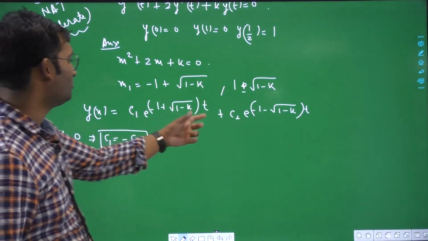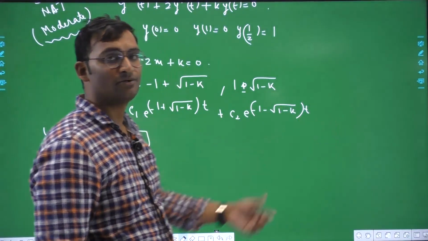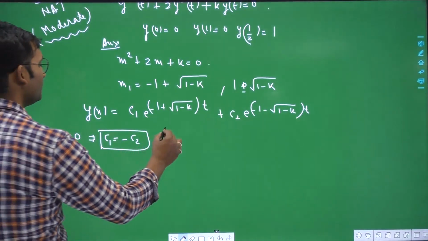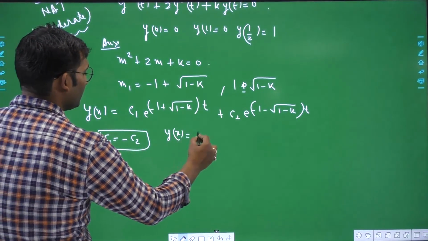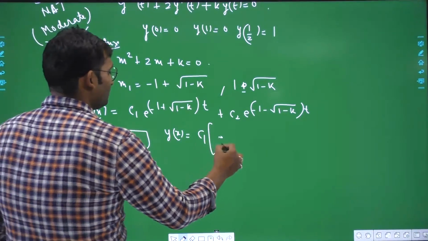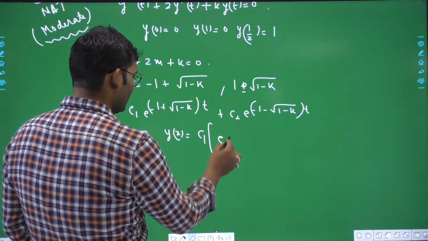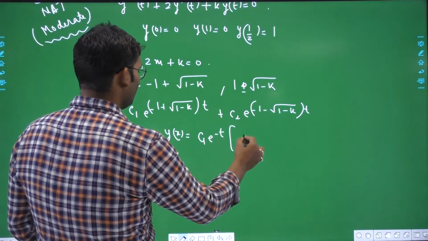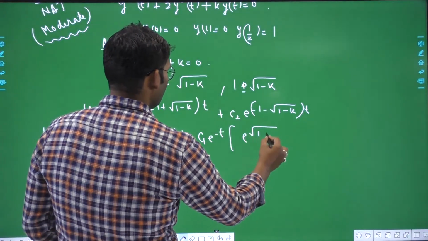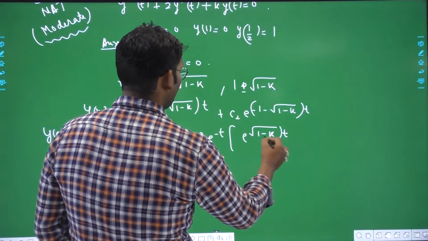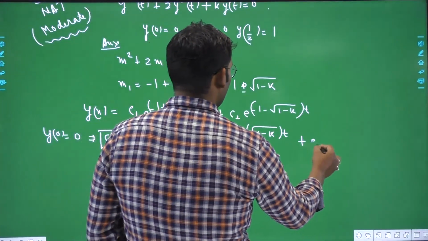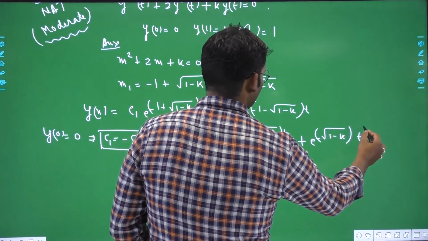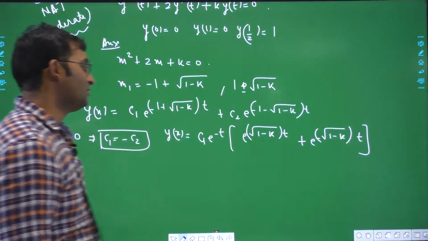So clearly y(0) is 0, so you will place it equal to 0, that implies c1 plus c2 equal to 0, that implies c2 equal to minus c1. So your y(x) is equal to what? You are getting c1 e to the power minus t, and inside you will get e to the power root over 1 minus k times t plus e to the power root over minus. Okay, so this is your solution.